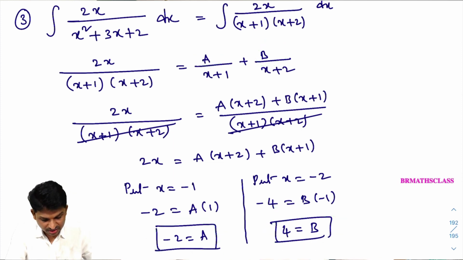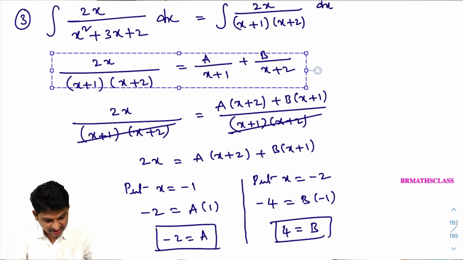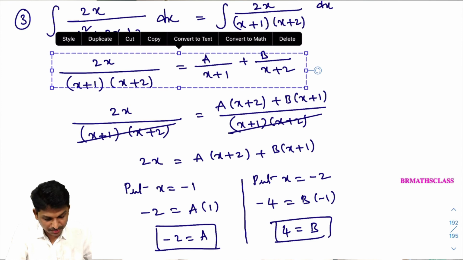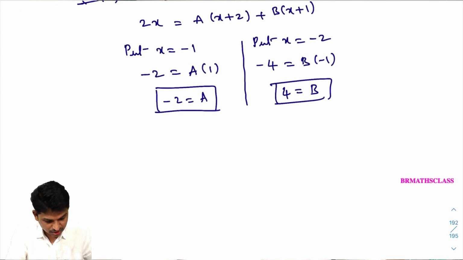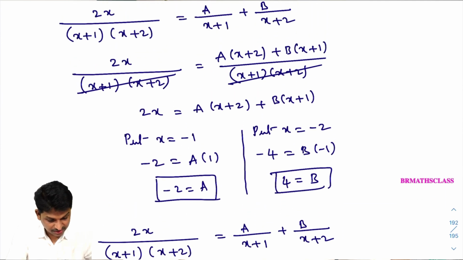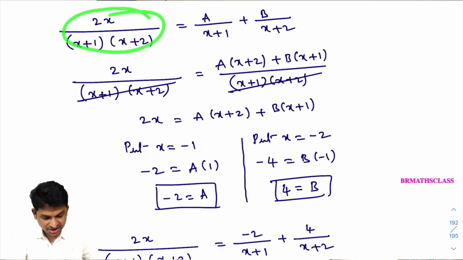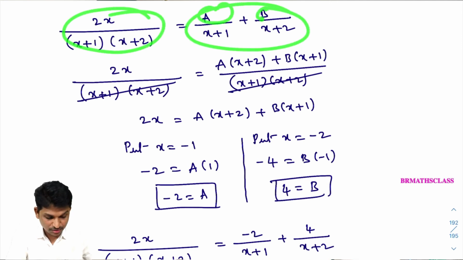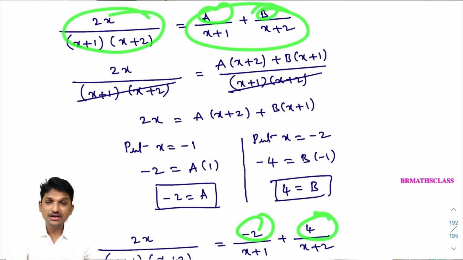Now what I'll do is write this rational function in partial fractions. Look here, now I got the a value and b value. The a value is minus 2. The b value, what is the b value? The b value is 4. So I came to know that this expression can be written like this. I have written the a value and b value.